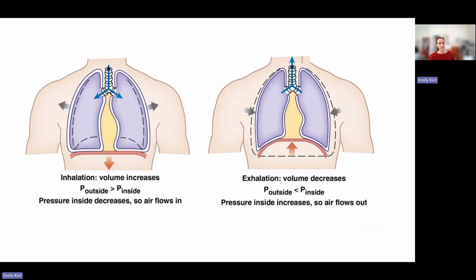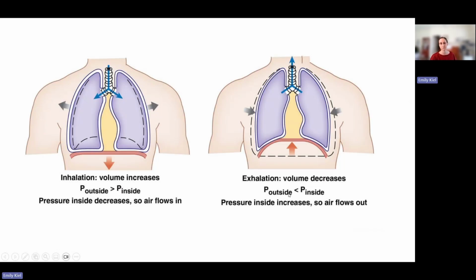So once again, here we are with our lungs. In inhalation, the volume of our chest cavity increases. The pressure of the outside air is greater than the pressure inside, and so the pressure inside has decreased and air is going to flow in. It's these active muscles, the active diaphragm and external intercostals, that cause that volume increase.